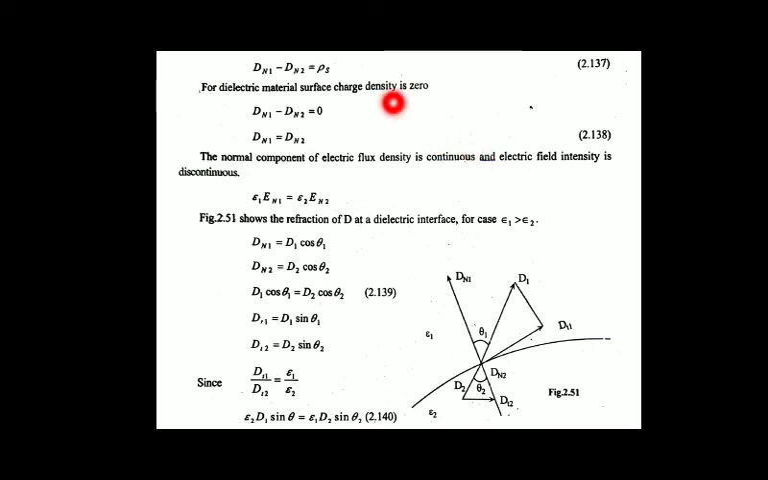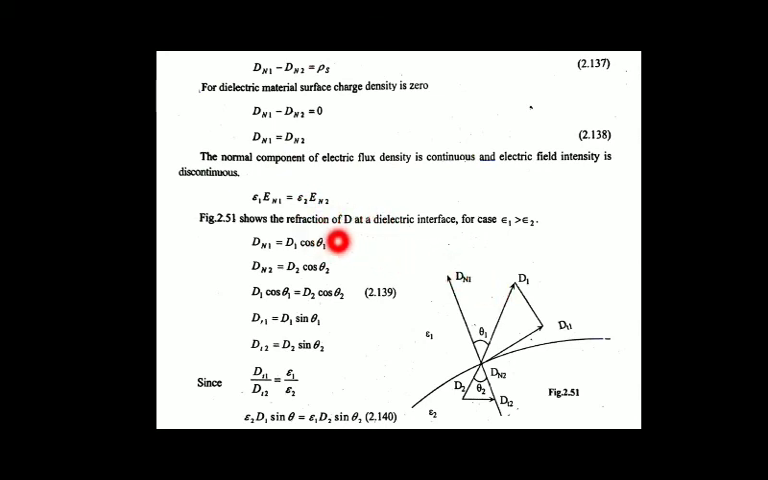So Dn1 equals Dn2. The normal component of the electric flux density is continuous and the electric field intensity is discontinuous. So from here we can calculate the normal component of the electric field intensity.